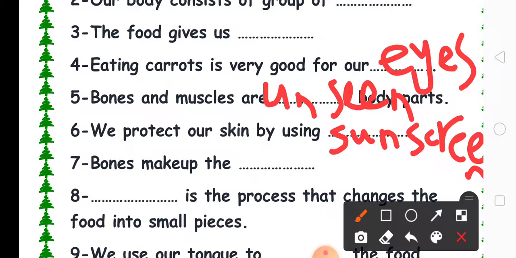Number 7, bones make up the... Yes, our body contains a lot of bones. When they are collected together, they make the skeleton.